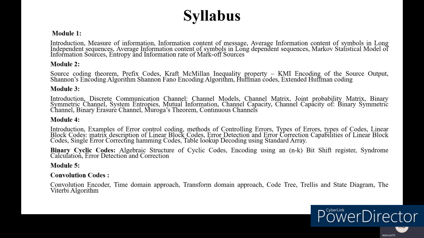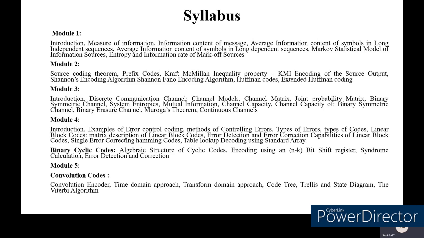So through the use of this algorithm, it is possible for us to convert the source alphabet into source codes. That means we have converted the analog alphabet generated by the source into digital values. All those details we are going to study in module number 2.